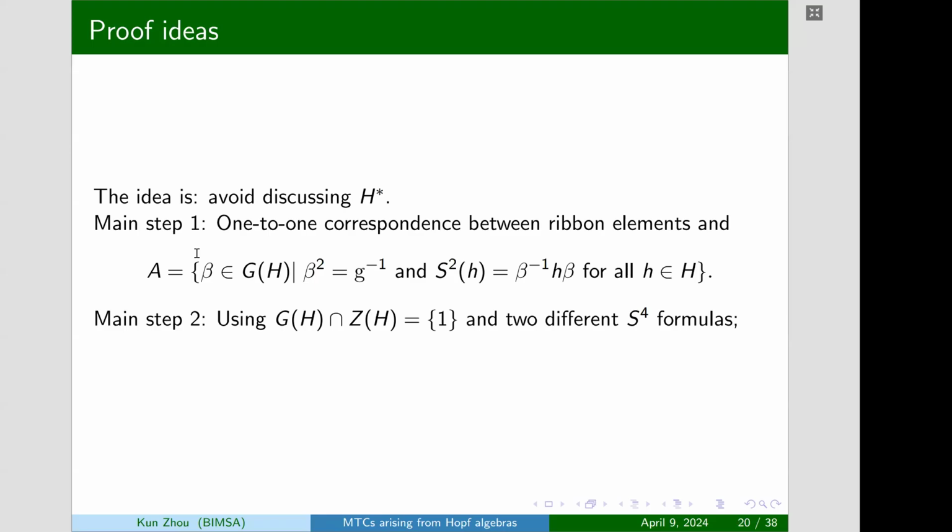The main proof of either of the above two ways can be divided into two steps. Step one is that we use a correspondence between ribbon elements and some special group-like elements, which we denote by A, and the elements of A satisfy certain conditions. So we change to discuss this set A to obtain ribbon elements.